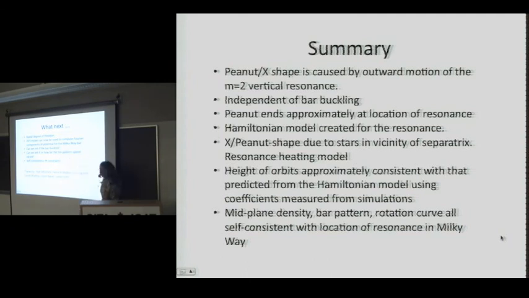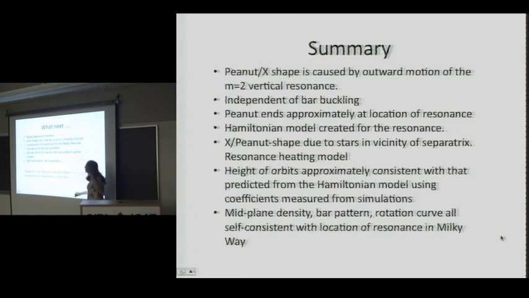The data that just came out a couple weeks ago makes it possible to measure the m=4 component in our galaxy, which I couldn't do before. So instead of just saying it worked in simulations, one could find out whether the bar strength in our galaxy is the right strength to explain those orbits.